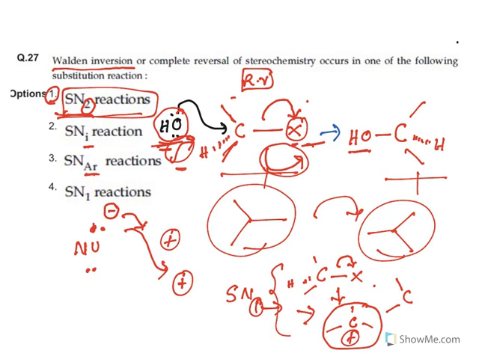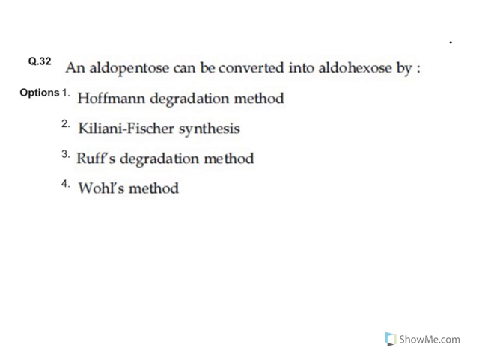You will see Walden inversion. Next one. Now, an aldopentose can be converted into aldohexose by. Now look at this question. This is what I explained about logical thinking. Now what is happening? A C5 is converted to C6. You are increasing the chain, right? Now degradation, what do you mean by degradation? Breaking down. You need to increase the chain. You are not breaking down that molecule.